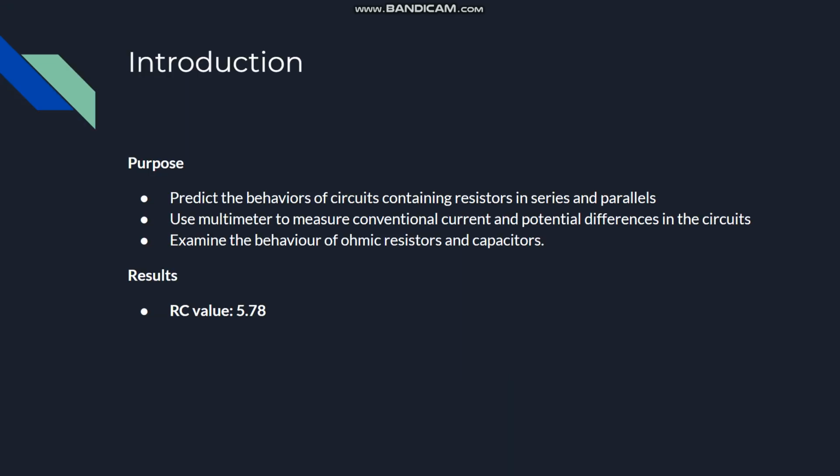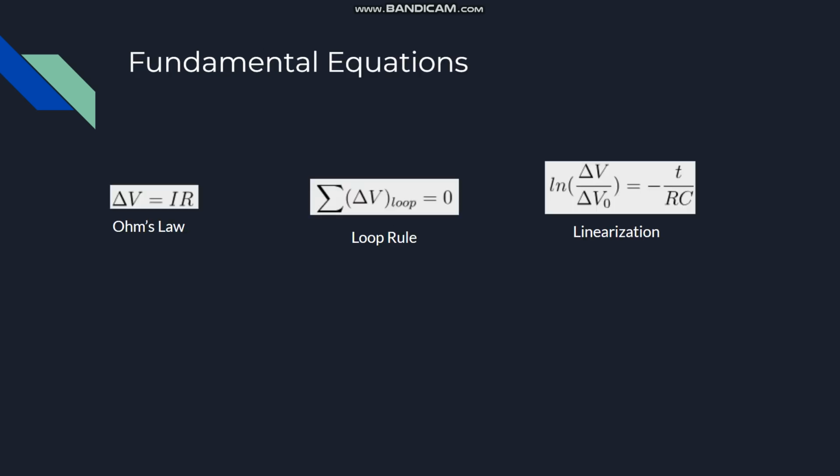Purpose of our lab today is to predict the behaviors of circuits containing resistors in series and parallel. We're going to be using multimeters to measure conventional current and potential differences in the circuits, and then we're going to examine the behavior of ohmic resistors and capacitors. Some of our results: our final result was our RC value was 5.78 s.